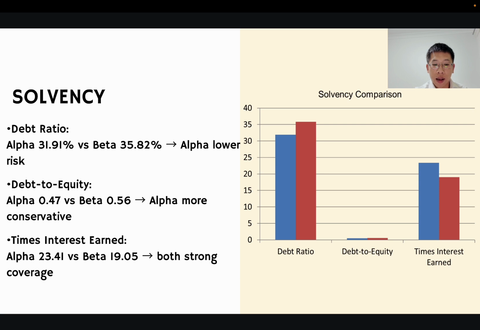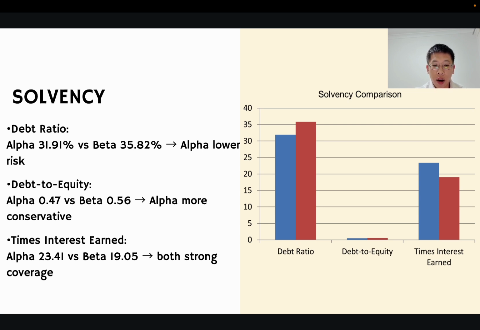Beta, on the other hand, is more leveraged. Its debt ratio is higher at 35.8% and its debt to equity ratio is 0.56. This increases risk, but it also has the potential to boost returns if the company performs well.